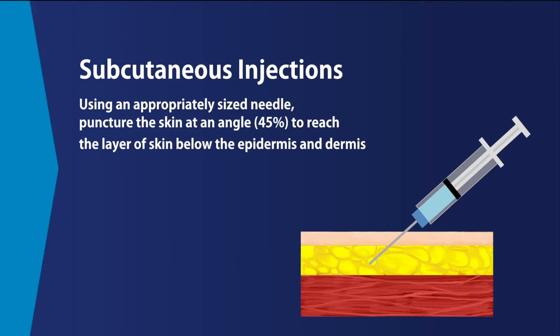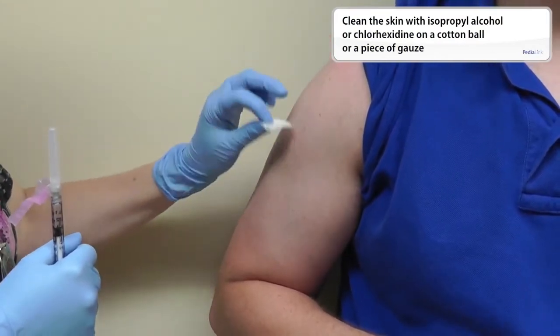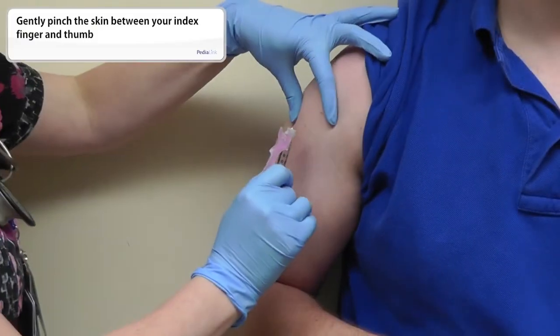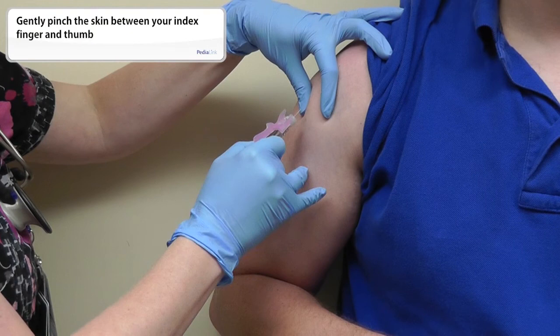Subcutaneous injections are destined for the layers of skin beneath the epidermis and dermis. As opposed to the perpendicular entry of an IM injection, the skin is entered at an angle. First, thoroughly clean the skin. Then, using the non-dominant hand, pinch the skin of the injection site between the index finger and thumb.